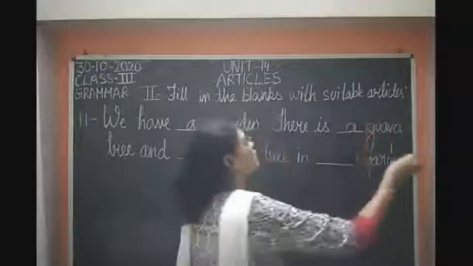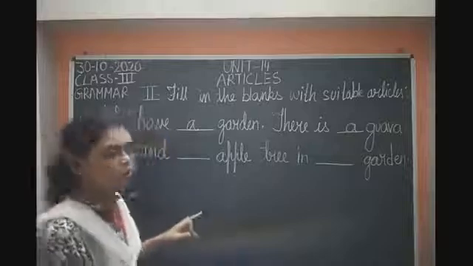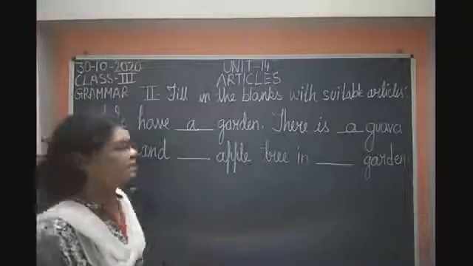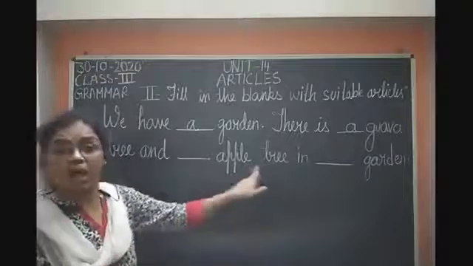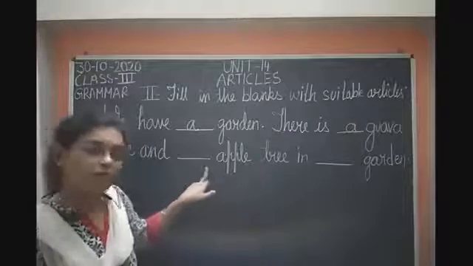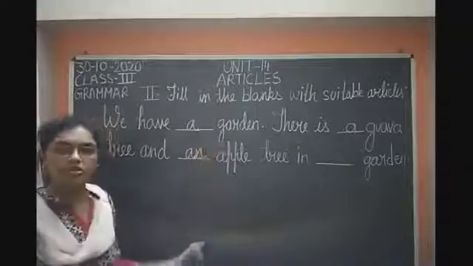That sound of consonant is there. So we will be using the indefinite article A. There is a guava tree and apple tree. Apple, that sound is of vowel. So and an apple tree.